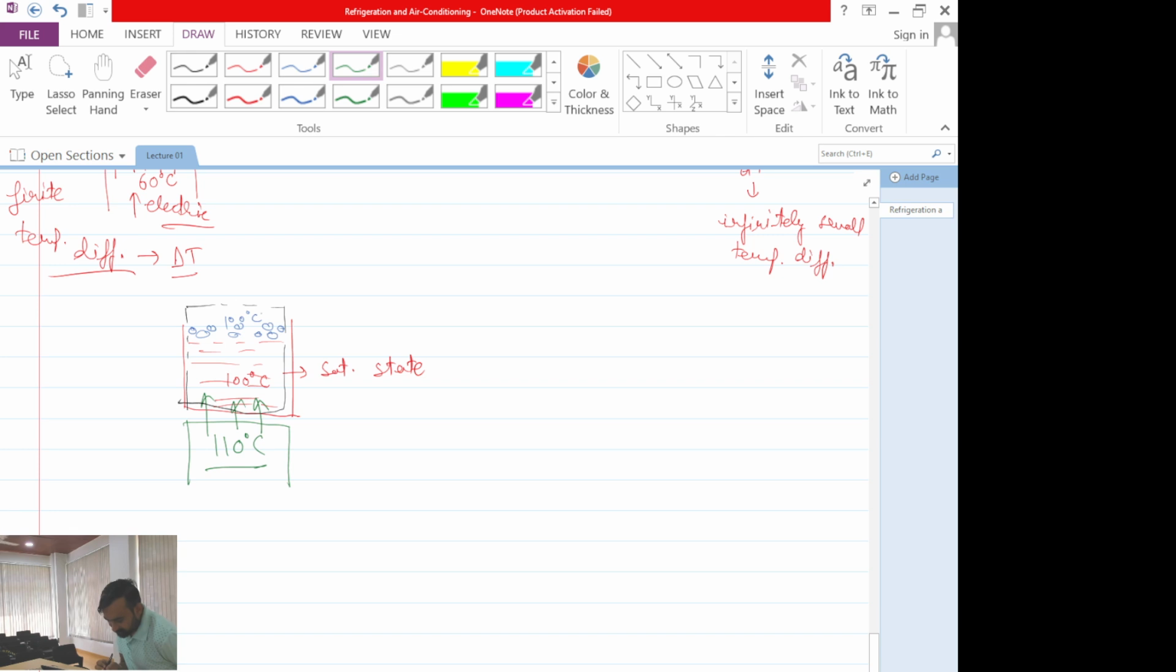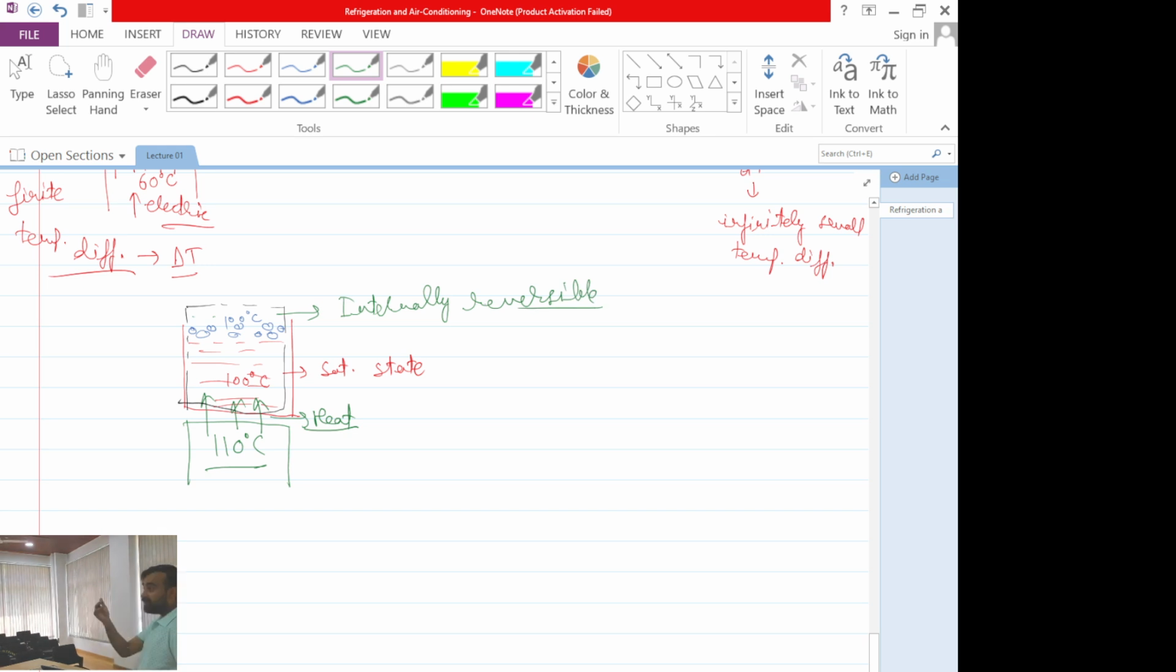So in this scenario, in the entire portion of the system, wherever you go, everywhere your temperature is what? 100 degrees Celsius. But the system is also receiving some amount of heat. So it means this heat addition process is taking place at infinitely small temperature difference within the system. So it means this heat addition process is internally reversible. Is this one clear?